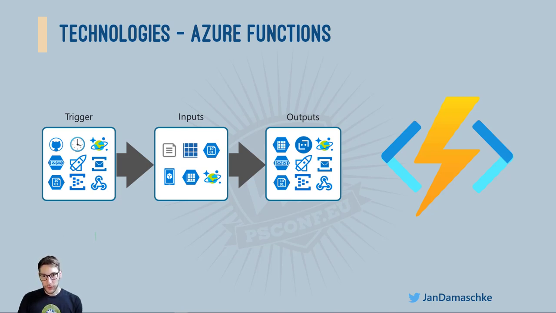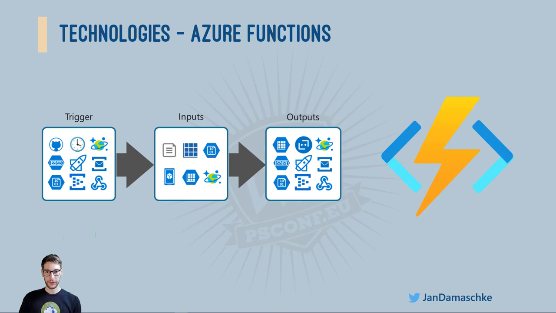So the outputs that we have available are also a lot of Azure services. I will also just mention the Cosmos DB output here because we use that a lot. Obviously, we also have HTTP outputs. That's the return value that you get if you use an HTTP trigger, for example. That would be an HTTP output. And the same as with inputs, you can have multiple outputs and multiple inputs and just one trigger.